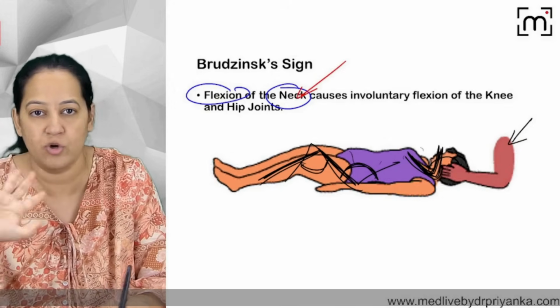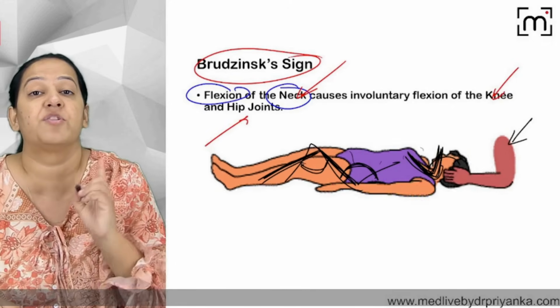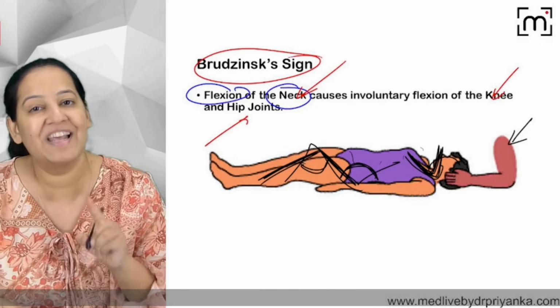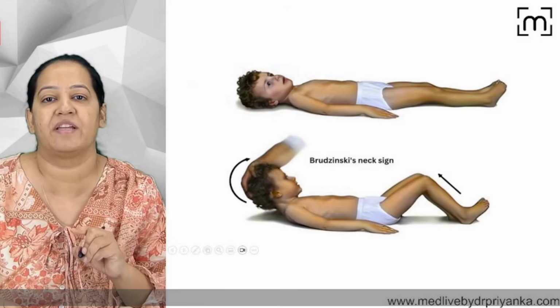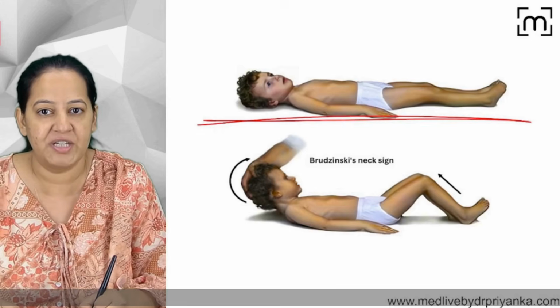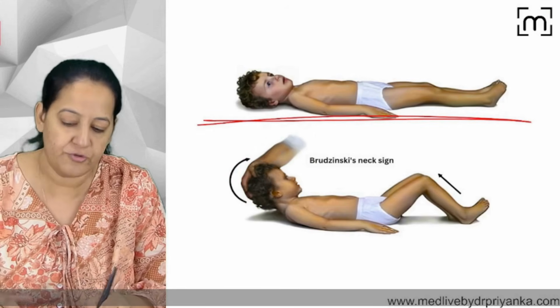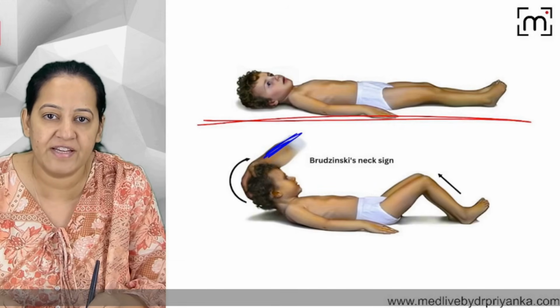The examiner is just flexing the neck, not touching the knee and hip, but involuntary flexion of the knee and hip joint is known as positive Brudzinski sign. It is seen in bacterial, pyogenic meningitis. You can appreciate it: ask the patient to lie down supine and just flex the neck. See the hand of the examiner. You have to draw this diagram in your exam. This is the hand of the examiner.